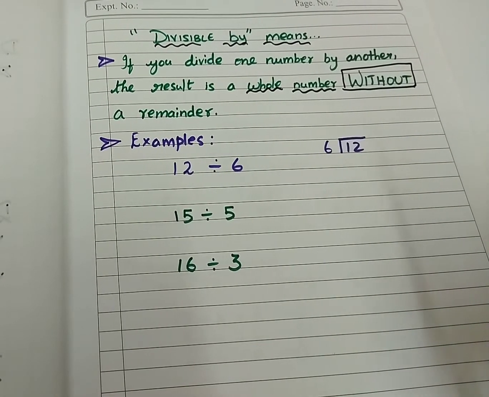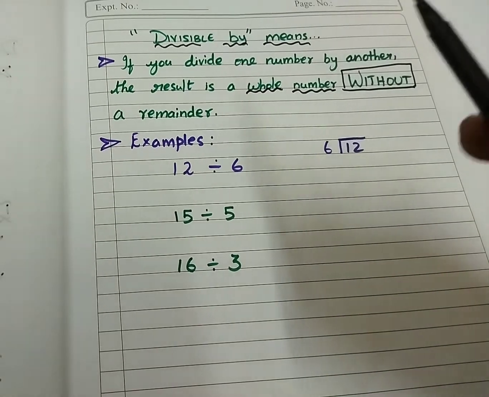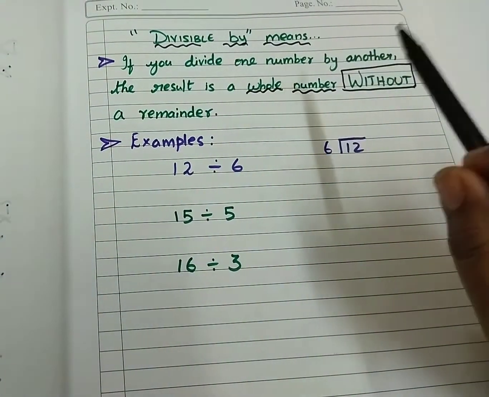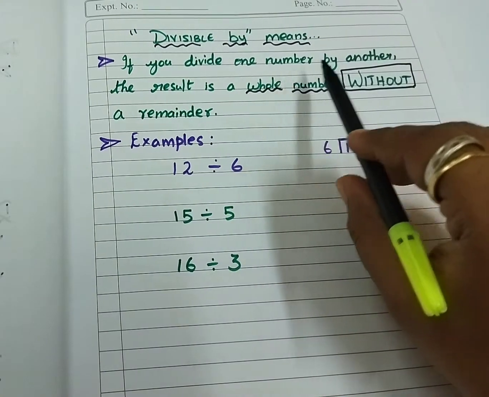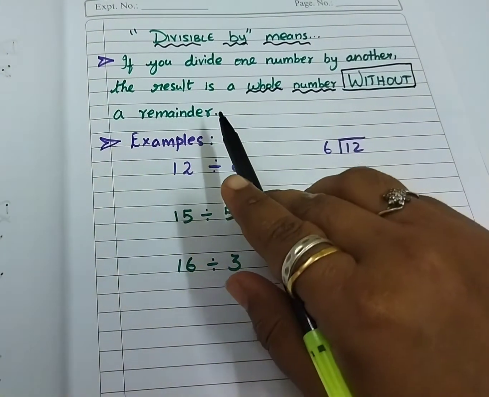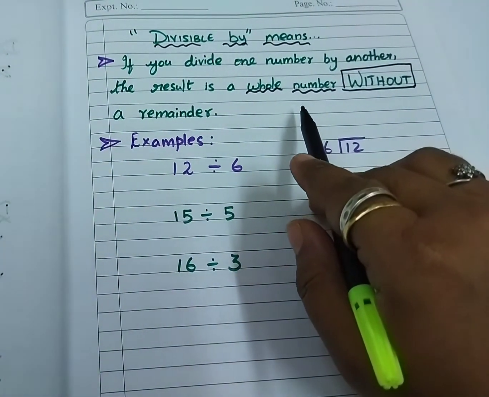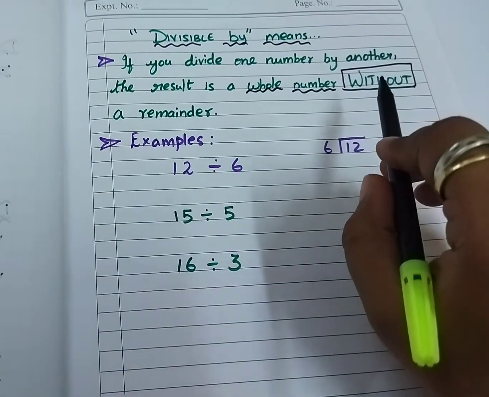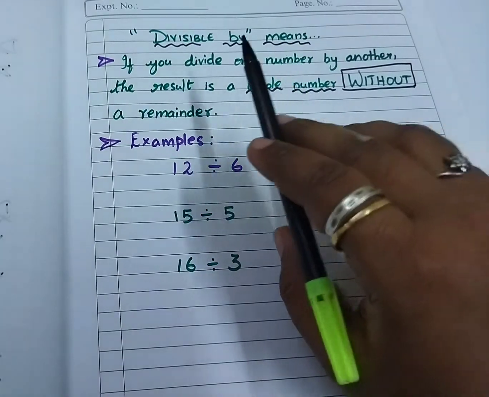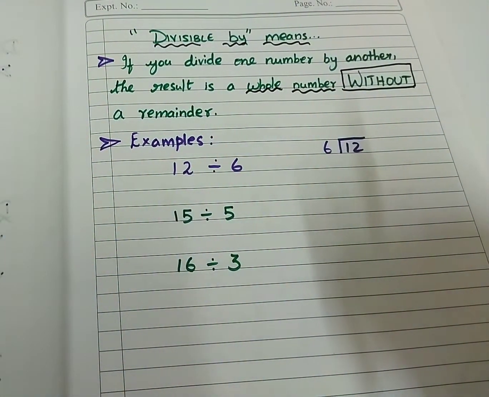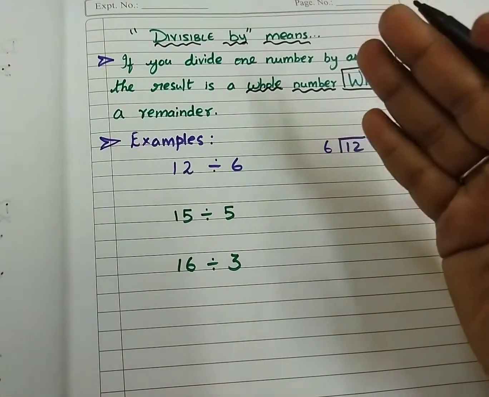Today we are going to learn about divisibility rules. Before moving to the topic, you have to know what is the meaning of divisible. Divisible means, if you are dividing one number by another, the result should be a whole number. That means the remainder should be 0. You should get only the quotient. That you will call divisible. It is exactly divisible.